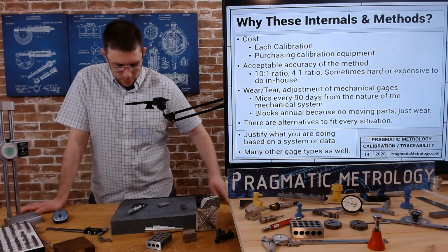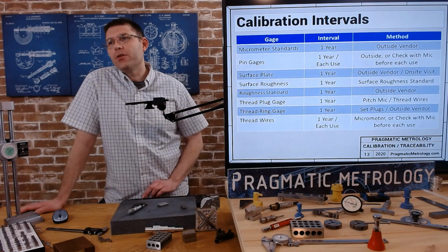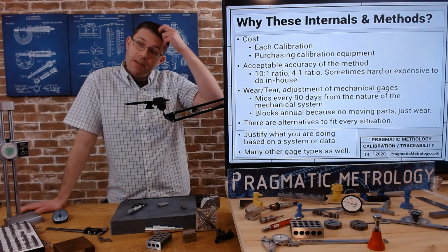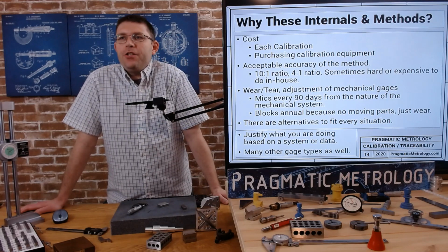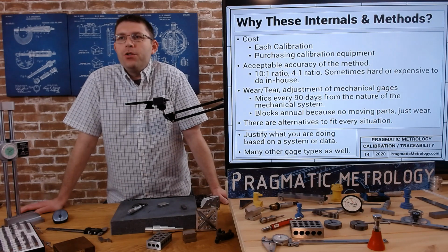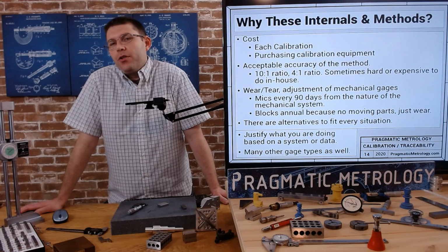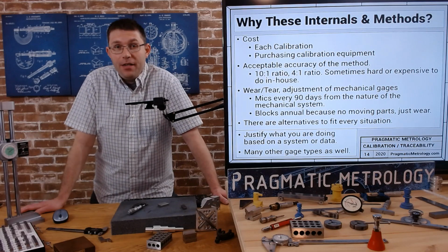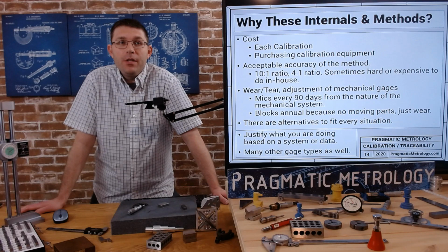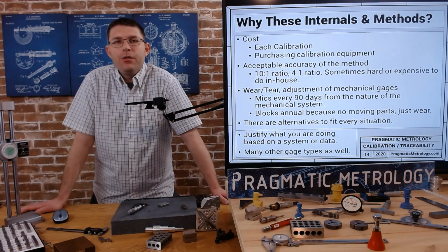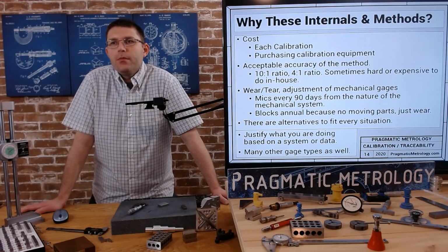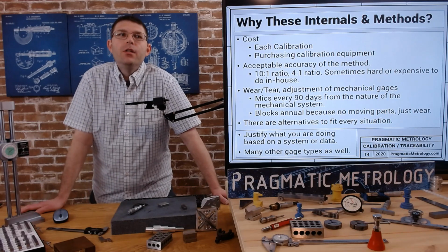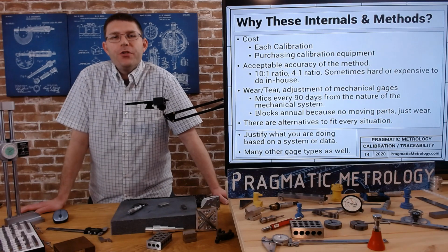So, why? Why these methods? Why internal? Why external? Why interval, 3 months and a year? It comes down to cost. As I mentioned, there's cost associated with each calibration, whether it's time or actually paying a vendor to do it. Or you have to purchase the calibration equipment. And then you have the acceptable accuracy of the method. So sometimes you can't maintain 10-to-1 or 4-to-1 in-house, and you have to send it out because otherwise you just don't have the equipment. You're not going to invest in it for certain things. Most companies don't have a fully functional calibration department. Bigger ones do, but for the most part, they'll be working with a calibration company to verify a lot of it.